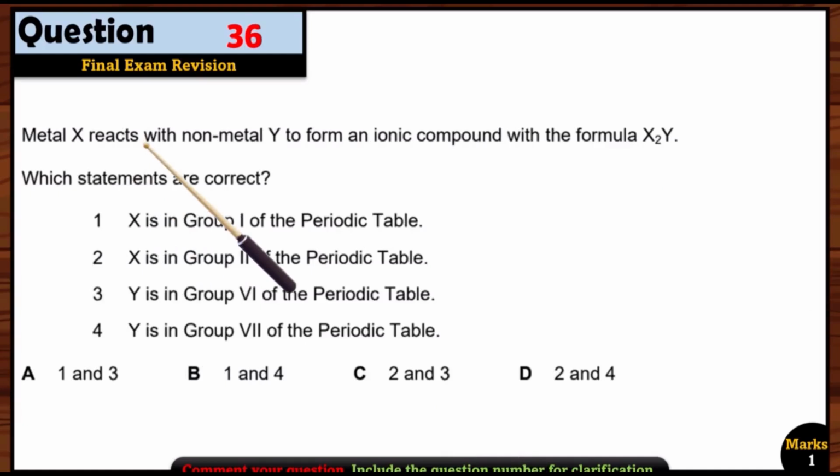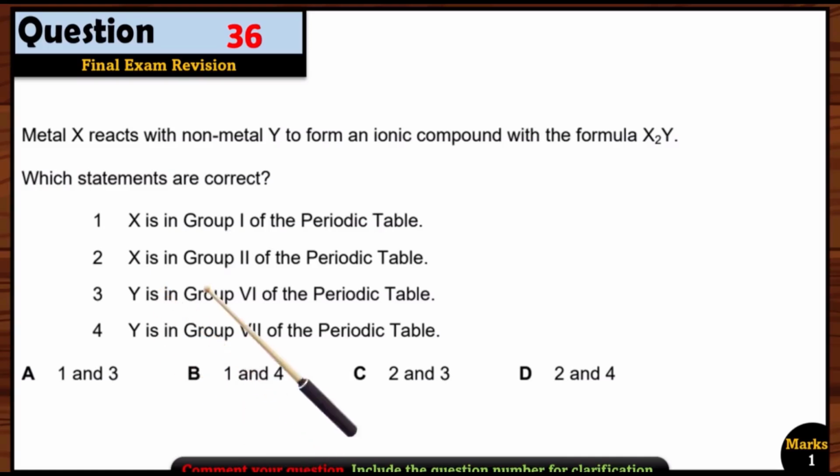Question 36. Metal X reacts with non-metal Y to form an ionic compound with the formula X2Y. So X is a metal here, okay? If X is a metal, then it means it belongs to group 1. And Y belongs to which group? It means it has 2 oxidation states. That's why X has 2 here, right? Because each Y needs 2 X. It means Y belongs to group 6.